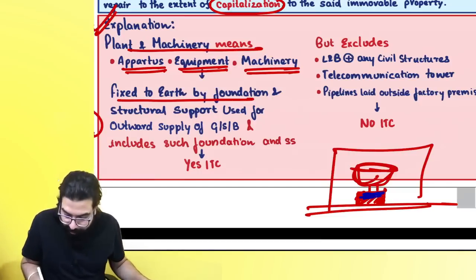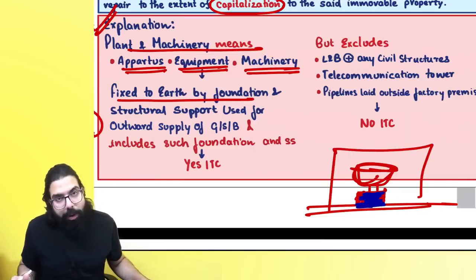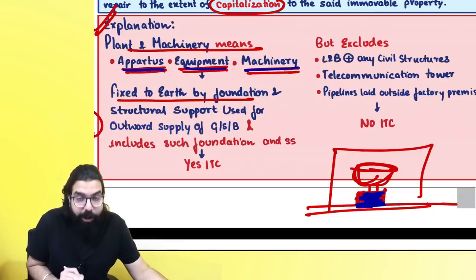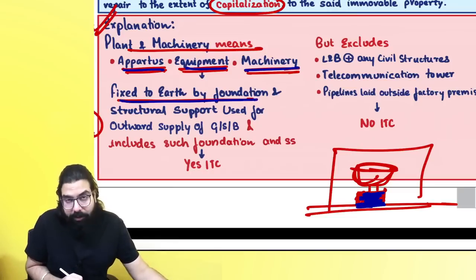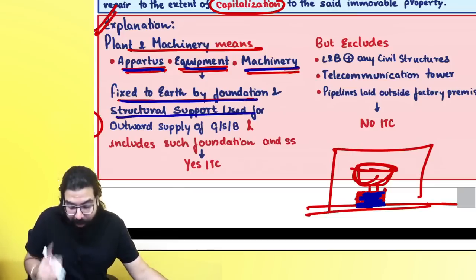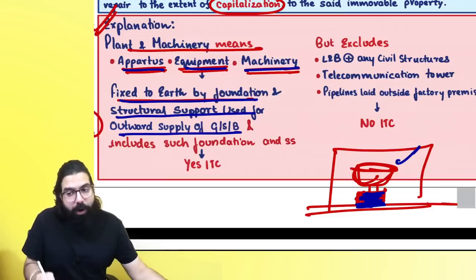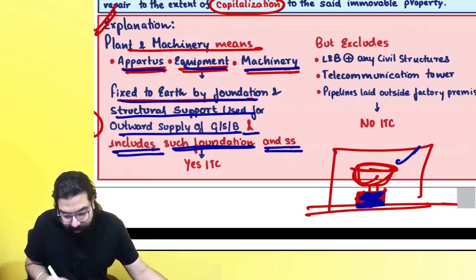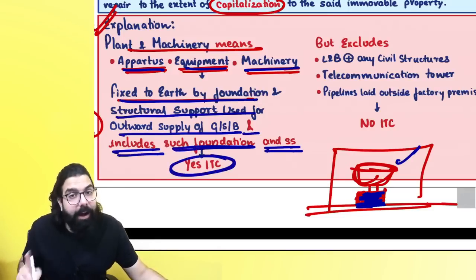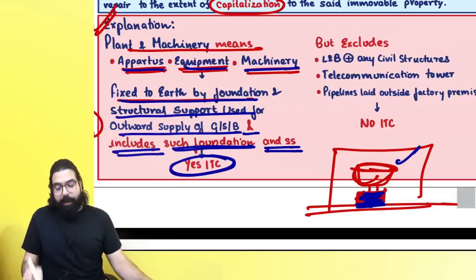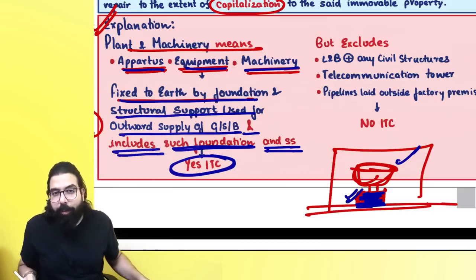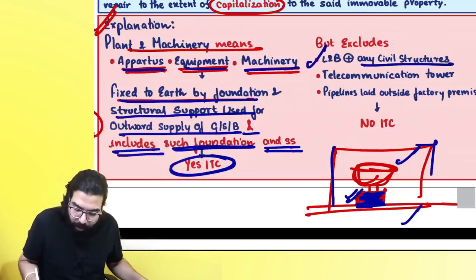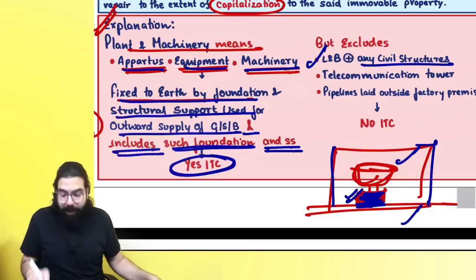Everyone over here, this boiler is fitted to the building now, attached to the building, and hence it is immovable. Sir, if they say any apparatus, machine, or equipment fixed to the earth by foundation and structural support, and this machine has been used towards outward supply, and it always includes such foundation and structural support, you will be able to take the ITC. Remember one thing, structural support and foundation ka also you will be able to take the ITC, but land and building, any civil structure, you make the whole building around it, all this ka credit you will not get.